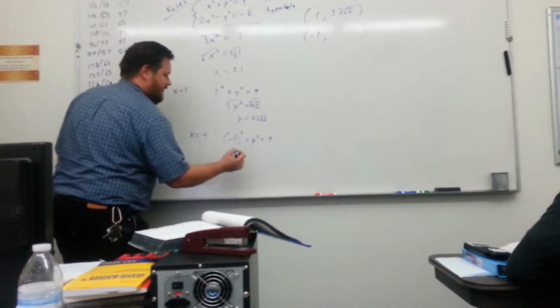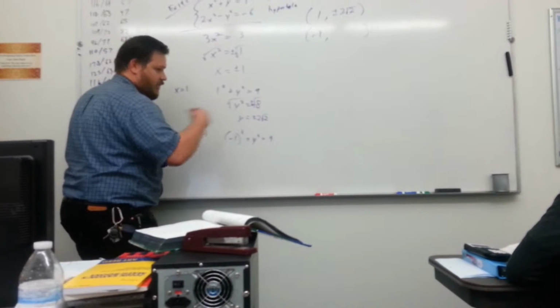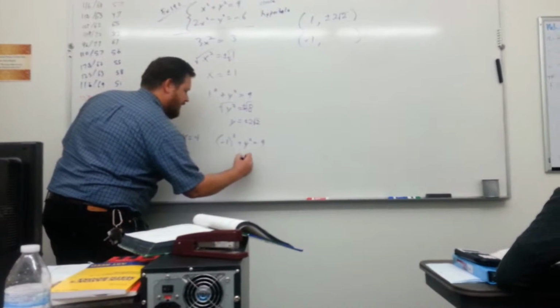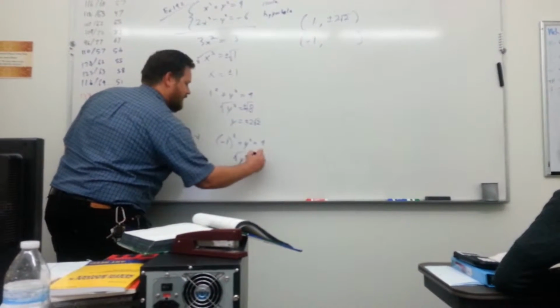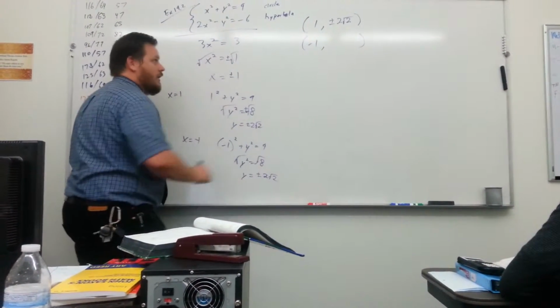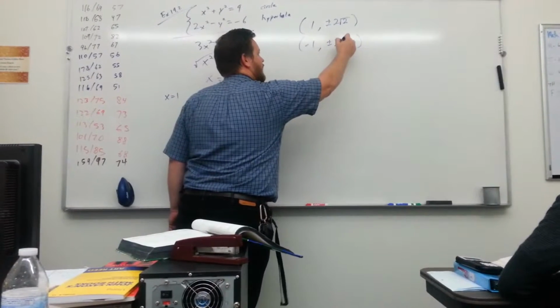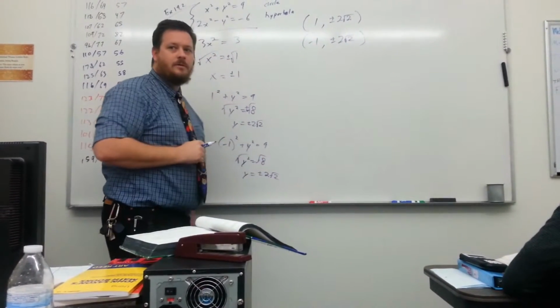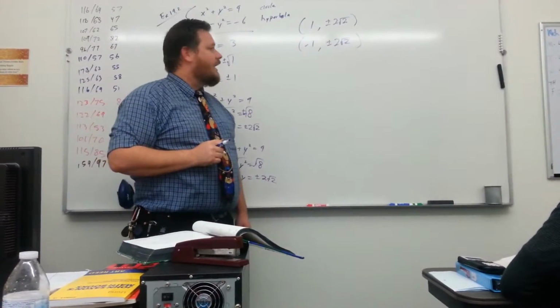And it's going to end up the same thing because -1 squared is positive. y squared equals 8. Same as before, and we've got plus or minus 2 radical 2. So for an x of negative 1, y is also plus or minus 2 radical 2. But it's not over, is it? There's 4 answers.